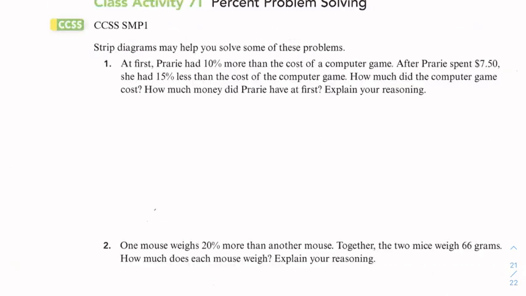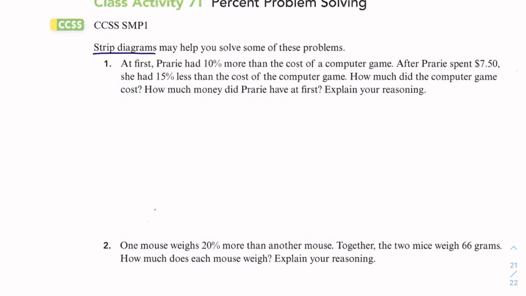So let's look at the examples here in Activity 7T. At first, Prairie had 10% more than the cost of a computer game. After Prairie spent $7.50, she had 15% less than the cost of the computer game. How much did the computer game cost, and how much money did Prairie have at first? Explain your reasoning.